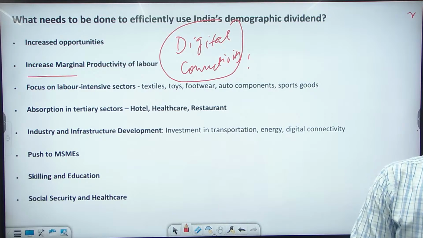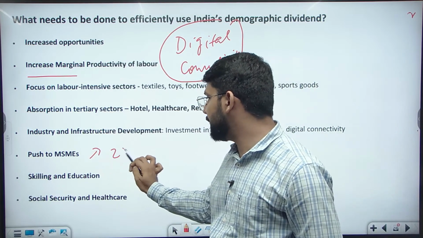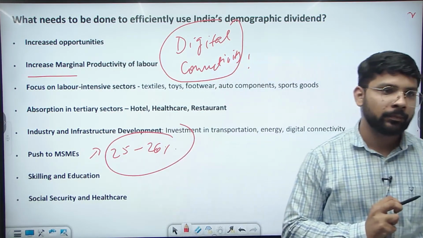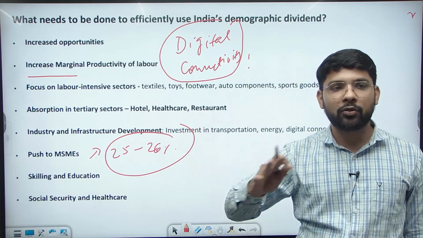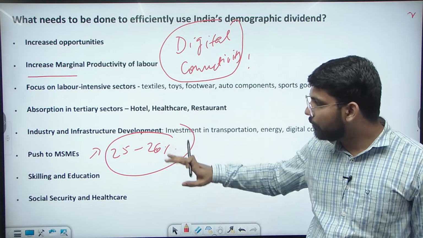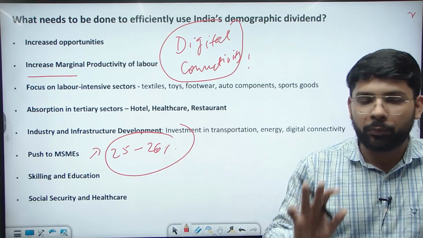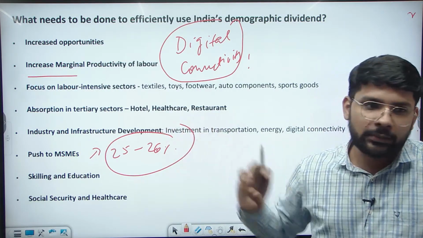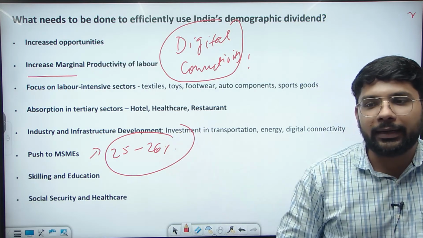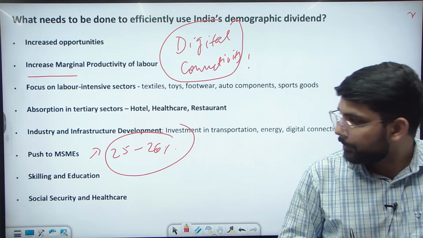Then the push to MSMEs. MSMEs are the industry which export approximately 25 to 26% of the total export of the country. After COVID it decreased because a number of MSMEs shut down. Now it has come downward. So there is a focus on increasing MSMEs and providing them finance so they can absorb the maximum labor here and also increase the exports of the country. So it can help in the formation of reserves for the country.